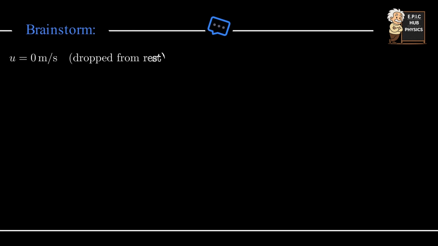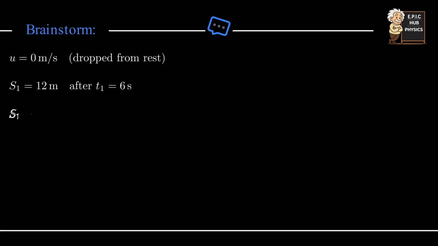Now let us work through the solution, step by step. First, we identify the known quantities. The stone is dropped from rest, so the initial velocity u is 0 meters per second. We are told that after 6 seconds, the stone has fallen a distance of 12 meters. We can use this information to determine the acceleration due to gravity on this moon.